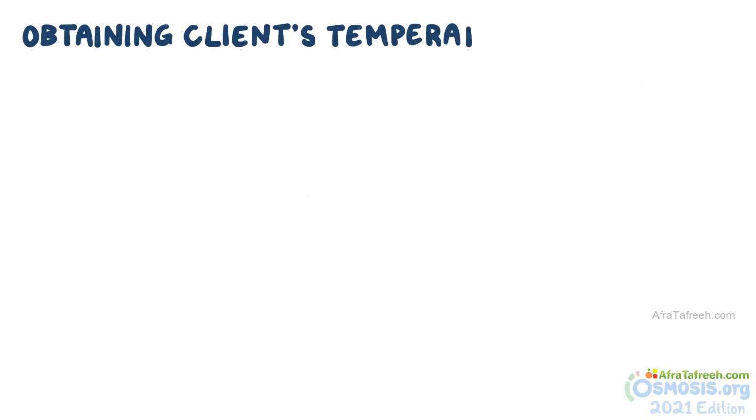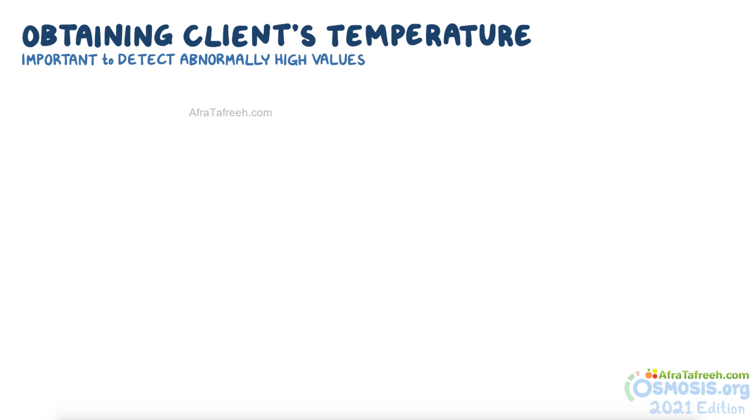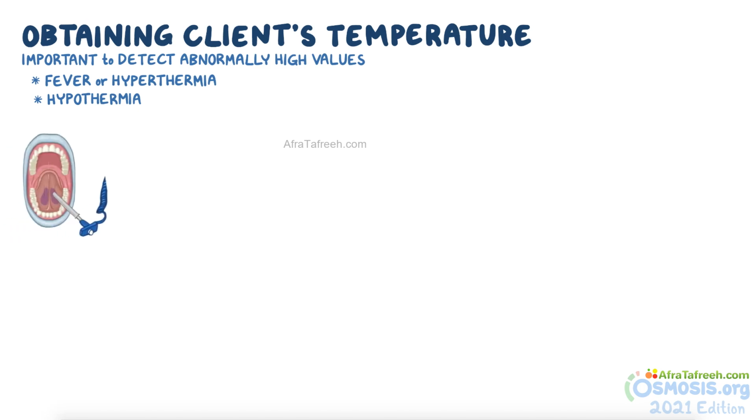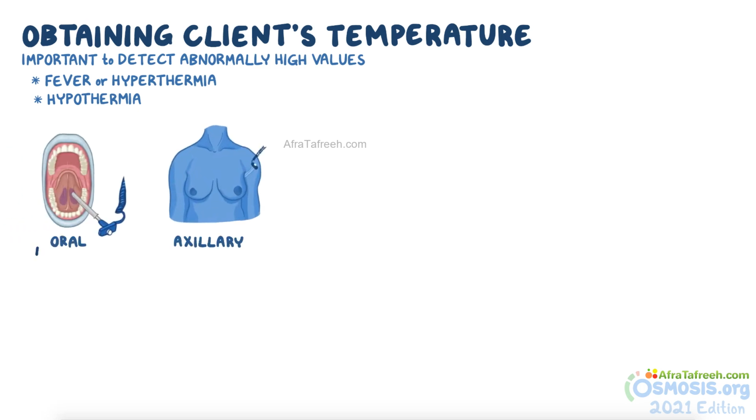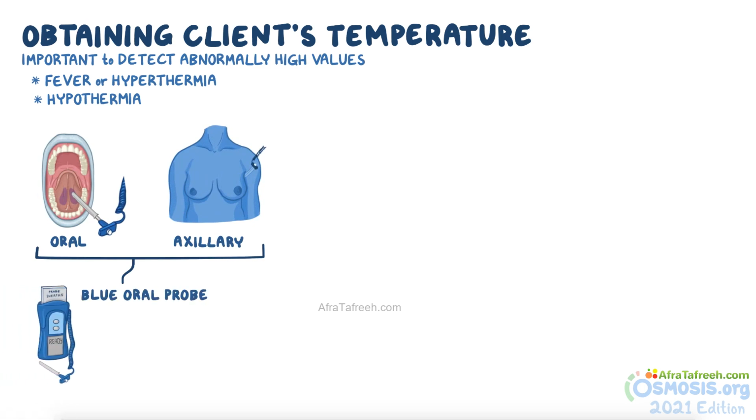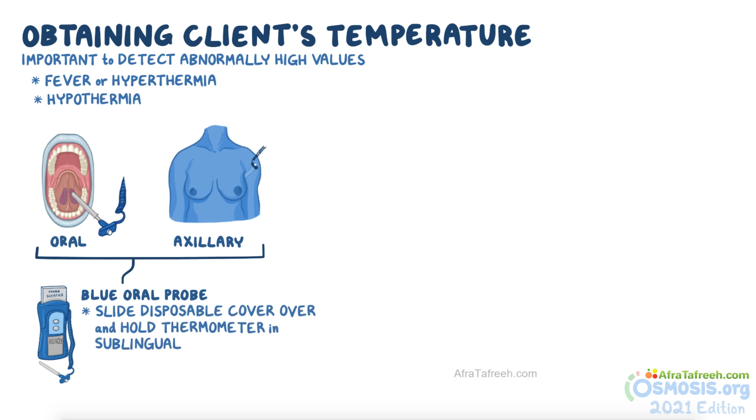Alright, as a quick recap, obtaining a client's temperature is important to detect abnormally high values, which could indicate fever or hyperthermia, or low values, which could indicate hypothermia. You can take a client's oral or axillary body temperature using an electronic thermometer with the blue probe. Simply slide a disposable cover over and hold the thermometer in the sublingual pocket or axilla until it chimes.